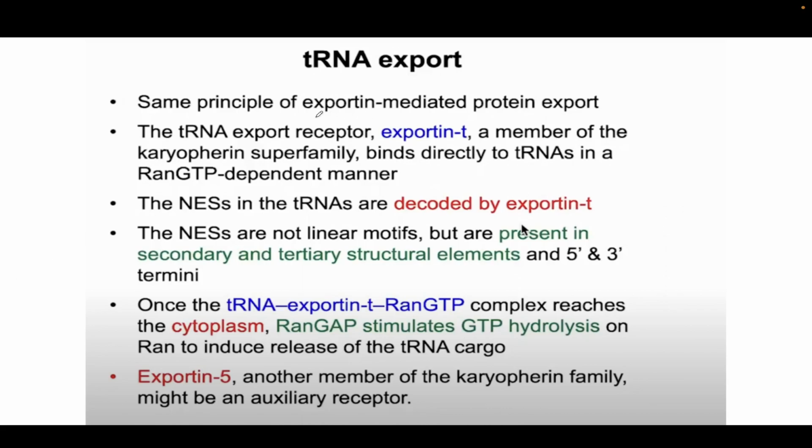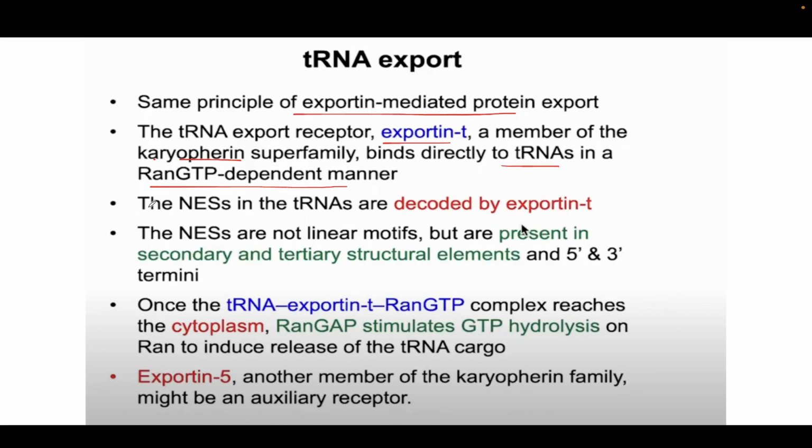Same principle of export mediated protein export has been used for tRNA export also, and this tRNA export receptor, that is exportin T, a member of the karyopherin family, binds directly to tRNAs in a RAN GTP dependent manner. As you know, the tRNAs are small molecules, so they don't require any nucleoprotein complex to transfer through NPC. That's why they just directly bind to this exportin T in the RAN GTP dependent manner.